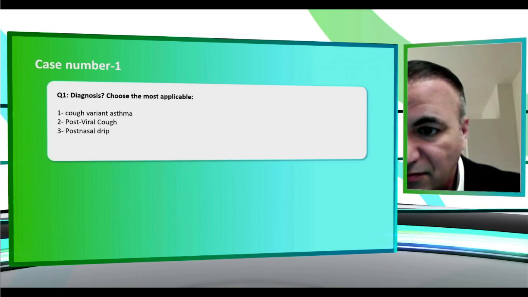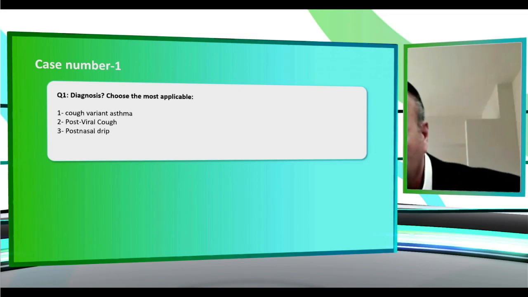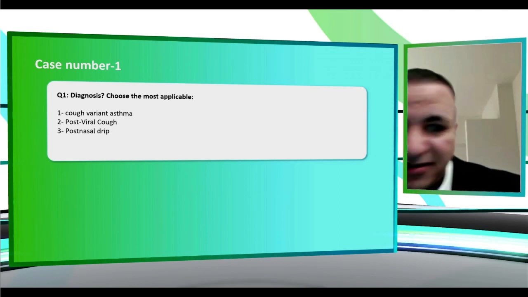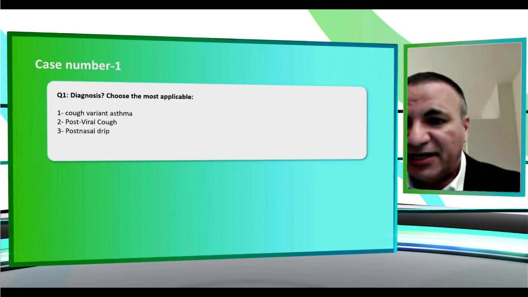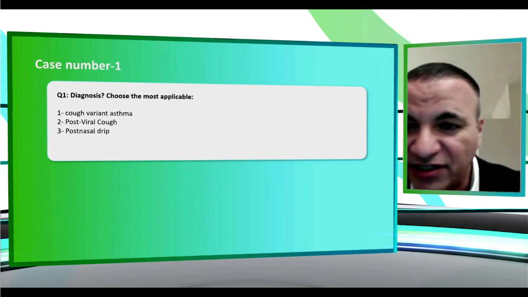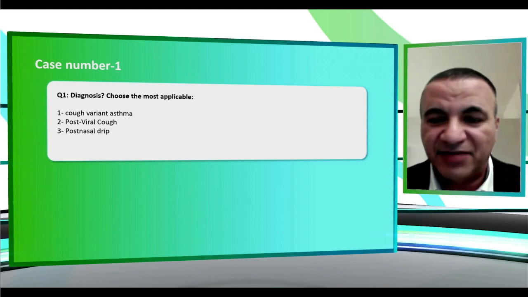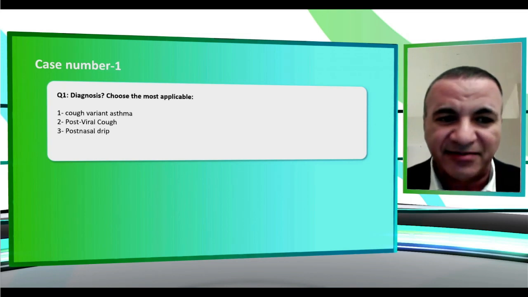Dr. Shinawi, you can see the answer in the chat. Yeah, I can see that 62% went for the second answer. About 28% go for cough variant asthma, and only 6% or so go for postnasal drip. Yeah, I think most of you got it right. This is a case of post-viral cough. And unfortunately, some misdiagnosed it, but in real life, it is misdiagnosed.